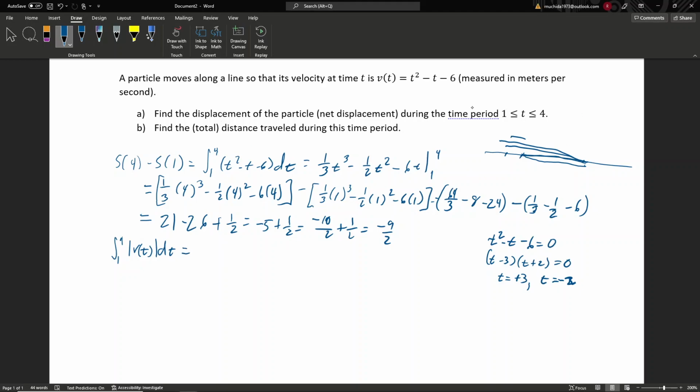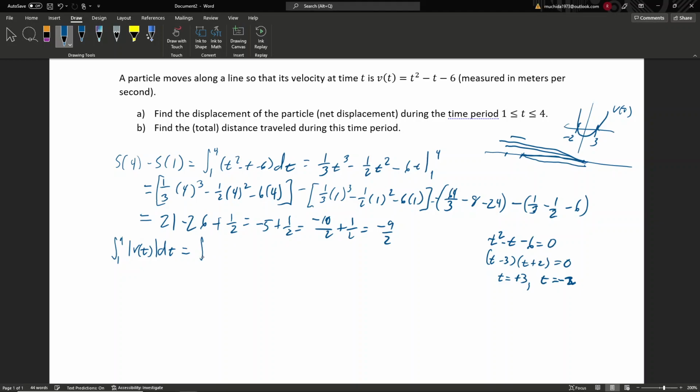Now one thing, since this is a parabola and it opens upwards for the velocity function, that means this would be at our 3 and that would be at the negative 2. So we know it's negative between 1 and 3 and positive from 3 to 4. So what we would do is break this up.